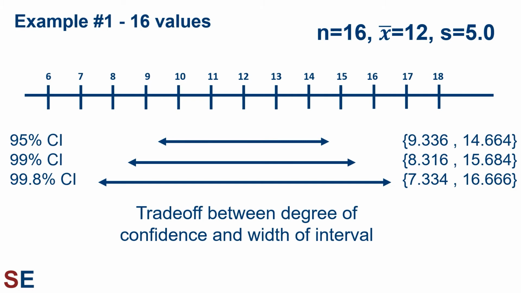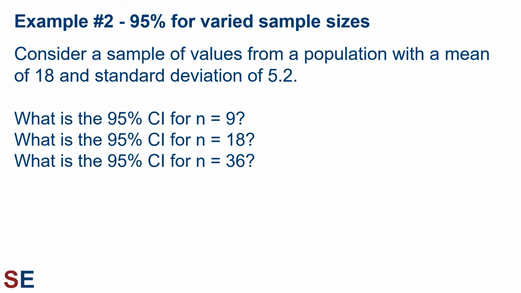Let's look at another example, but this time we'll vary the sample size. For our second example, let's consider a sample from a population with a mean of 18 and a standard deviation of 5.2. As before, these mean and standard deviation values refer to our sample. For this scenario, we're going to calculate 3 different 95% confidence intervals. What is the 95% confidence interval for the population mean if the sample sizes are 9, 18, or 36?